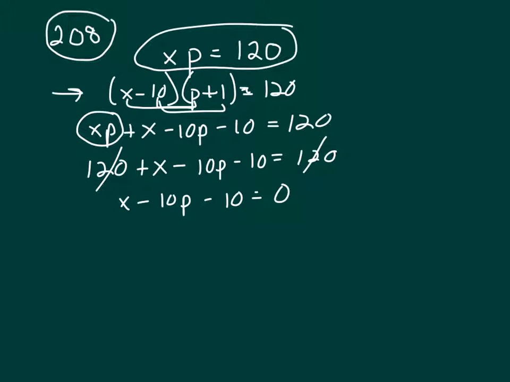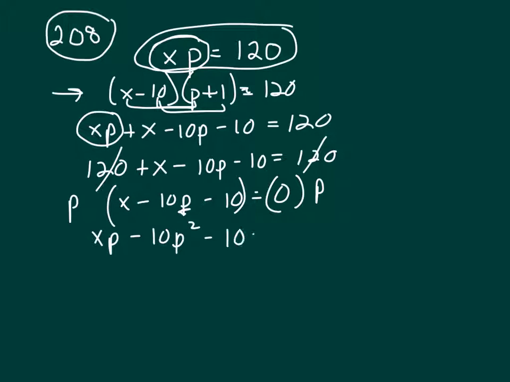Now what are we trying to solve for? We're trying to solve for P. I wish I had another XP where I could substitute in 120. And what I can do that by multiplying both sides by P. And that gives me XP minus 10P squared minus 10P equals 0. And XP, of course, is 120, minus 10P squared minus 10P equals 0. So now I have an equation with just P in it.